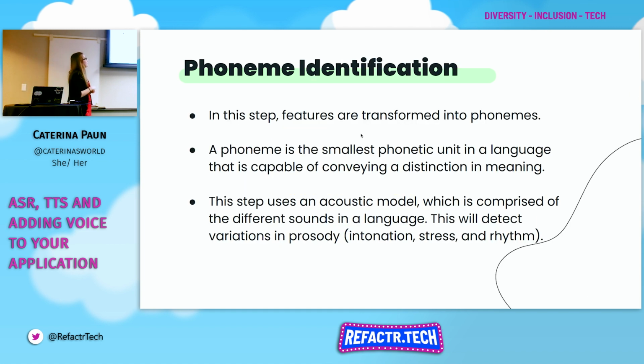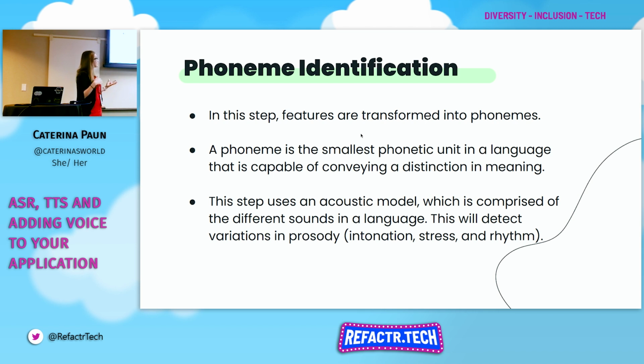And so once we have that spectrogram, that's when we can start identifying all the different phonemes, and then we can try to figure out what phoneme comes after another. And so we take in features, and we output entire words based on their phonemes. Again, a phoneme is the smallest phonetic unit in language that is capable of conveying a distinct meaning. Now this step is going to use an acoustic model, and there are various different acoustic models out there. What they are is essentially pronunciations of various different sentences, various different words, everything put together.